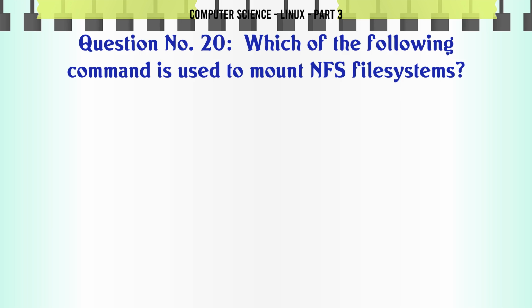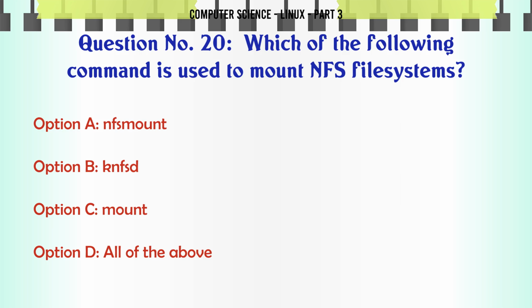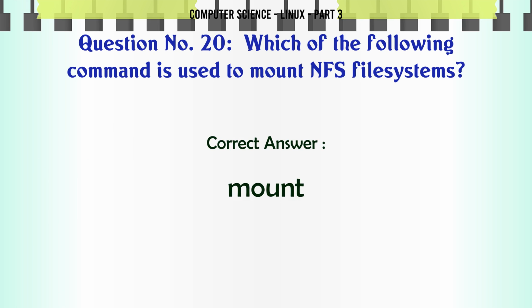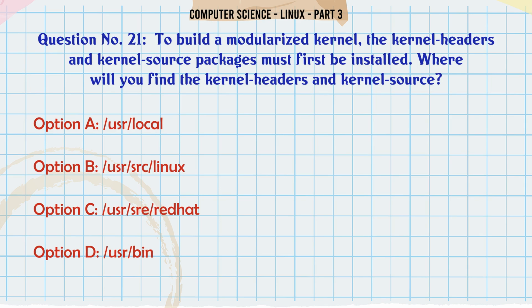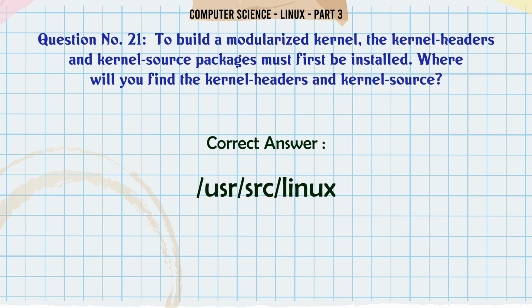Which of the following commands is used to mount NFS file systems? A. nfs mount. B. knfsd. C. mount. D. All of the above. The correct answer is mount. To build a modularized kernel, the kernel headers and kernel source packages must first be installed. Where will you find the kernel headers and kernel source? A. /usr/local. B. /usr/src/linux. C. /usr/share/redhat. D. /usr/bin. The correct answer is /usr/src/linux.